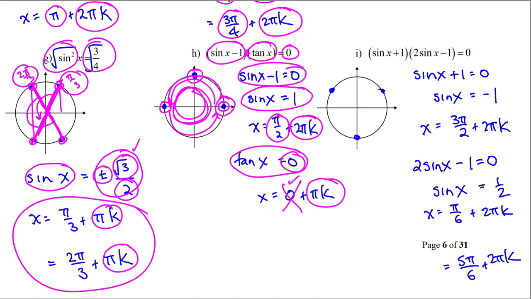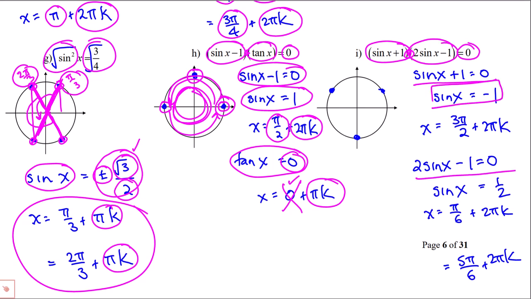Same thing is true here. If you multiply and get 0, either this is 0 or this is 0. Get the sine by itself, it's -1, and that's here. And so this is 3 pi over 2, right? 1 pi over 2, 2 pi over 2, 3 pi over 2, 4 pi over 2, right? 3 pi over 2. And then I can go round and round and round. That's the 2 pi k.